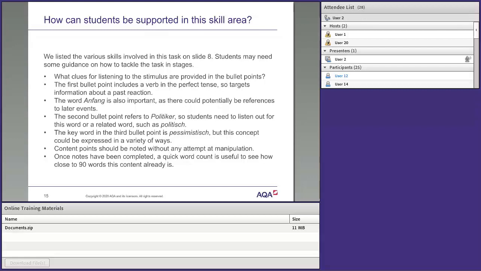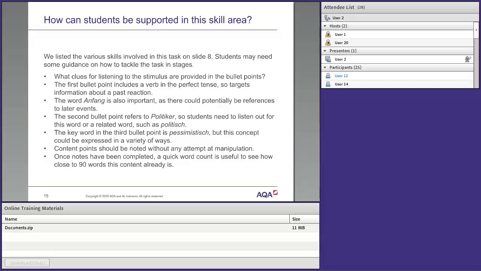The key word in the third bullet point is pessimistisch, but this concept could be expressed in a variety of ways. So they should note the content points, first of all, without any attempt at manipulation. And once their notes have been completed, they should do a quick word count to see how close to 90 words this content already is.